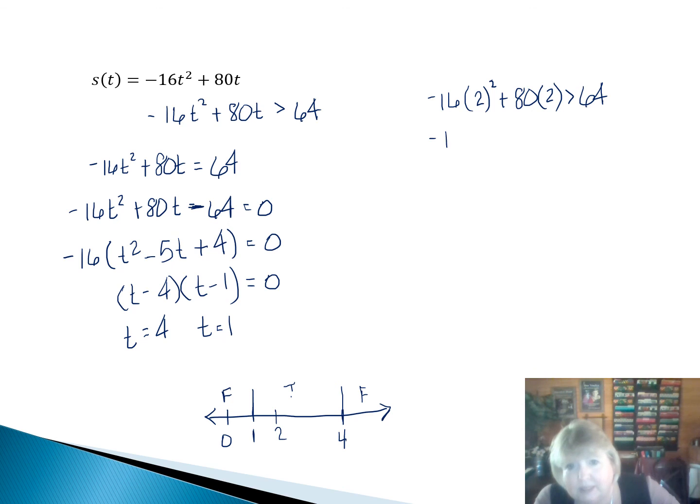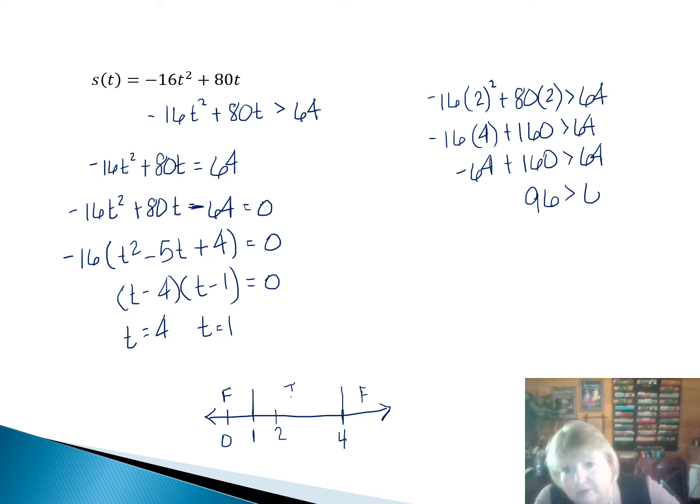Okay, so negative 16 times 4 plus 160 is greater than 64. That's negative 64 plus 160 is greater than 64. 160 minus 64 is going to be 96, and that is in fact greater than 64. So this interval from 1 to 4 is where it will be above 64 feet.